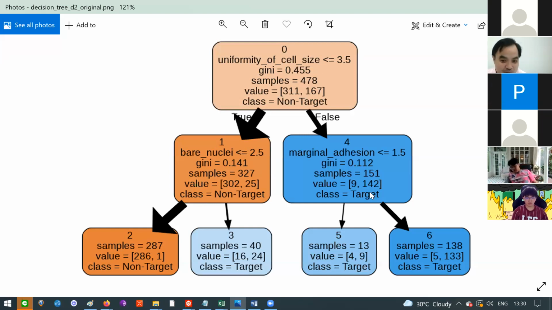On the other hand, when you go over here, you have 142 cancer and 9 non-cancer. So definitely this has a lot more target in the mix. It's 142 to 9. The odds of being cancer are very high over here, so it's very blue. And then it asks this question, bare nuclei, go to the left, go to the right, marginal adhesion, go to the left, go to the right.